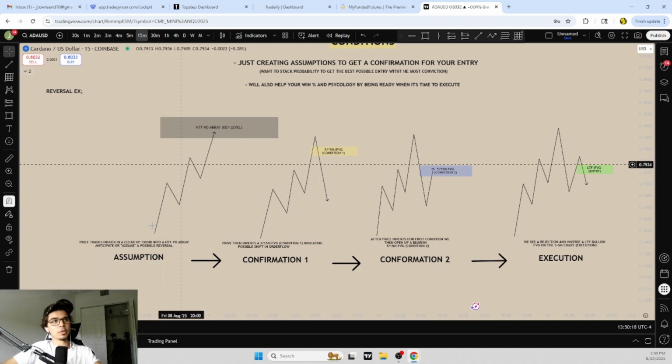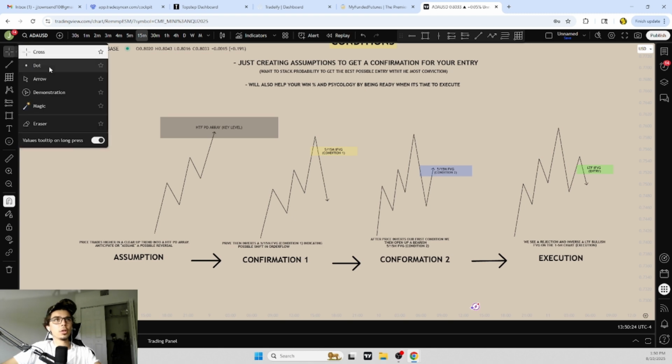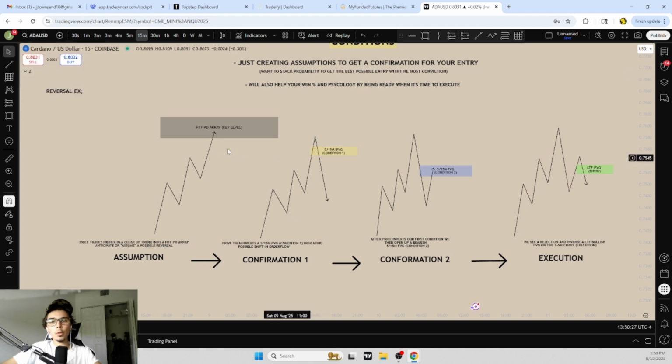So what is price doing right here? Price is just trading higher, clear uptrend. What do we do? Well, we hit a high time frame key level. So what happens at key levels? Most of the time, we are going to reverse price. So if we hit this high time frame PD array or a high time frame key level, we can anticipate a possible reversal. But we don't want to enter off just a single candle rejection, right? We want to build conviction. So how do we do that?